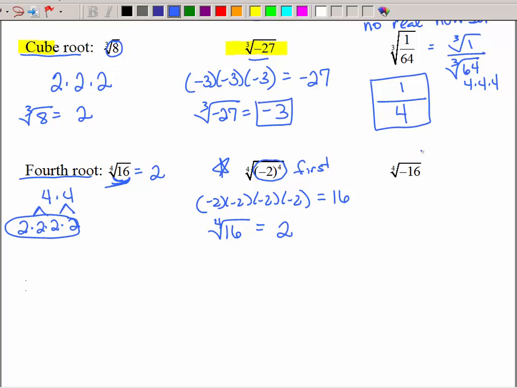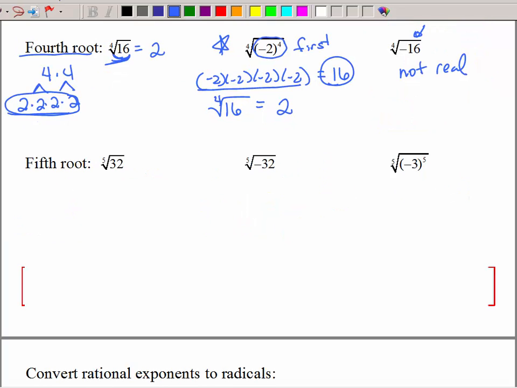How is that different from this problem? Well, there's no parentheses, there's no power. This just says find the fourth root of negative 16. Well, if you have an even amount of negatives, you get positive. If you have an even amount of positives, you get positive. The only way you're going to get a negative is if you throw in a negative in there. So this is not possible. This is not real.